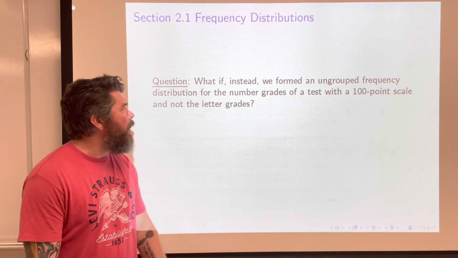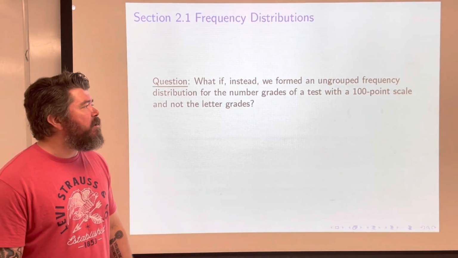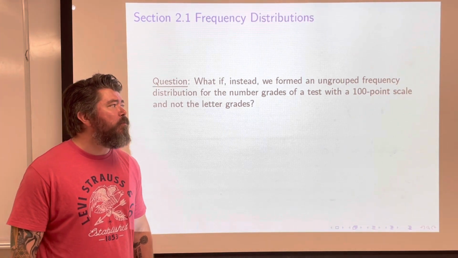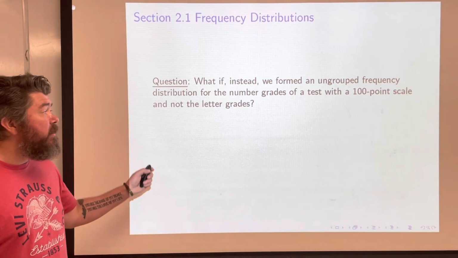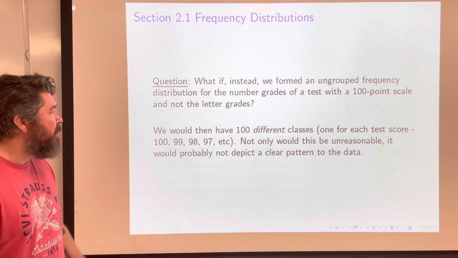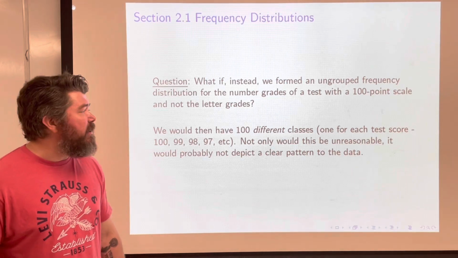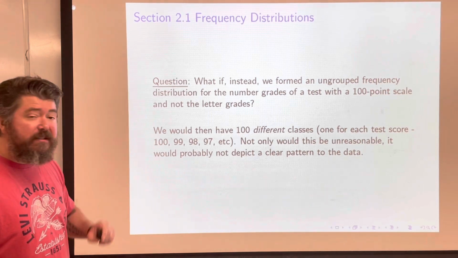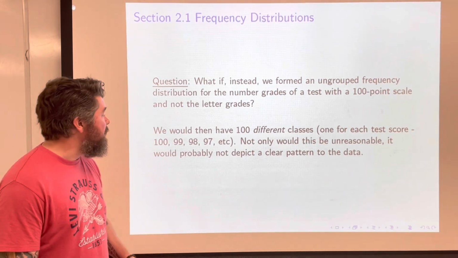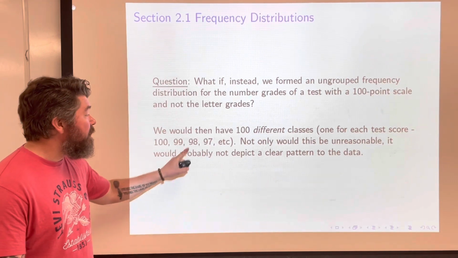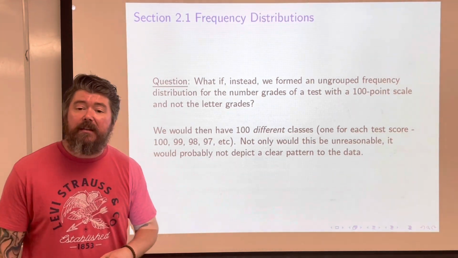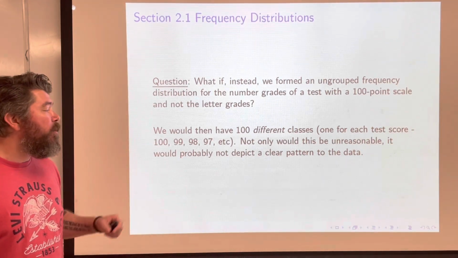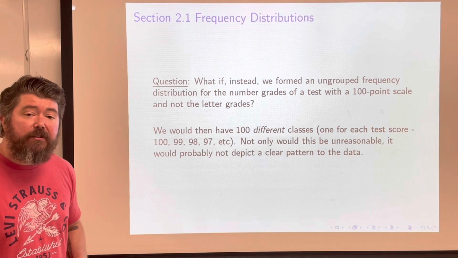Let's ask ourselves a question. What if instead we formed an ungrouped frequency distribution for the grades on a test with a 100-point scale and not the letter grades? We would then have 100 different classes, one for each test score, right? We would have a class for receiving 100, a class for receiving a 99, one for 98, one for 97, and so forth. Not only would this be unreasonable, it would probably not depict a clear pattern to the data.